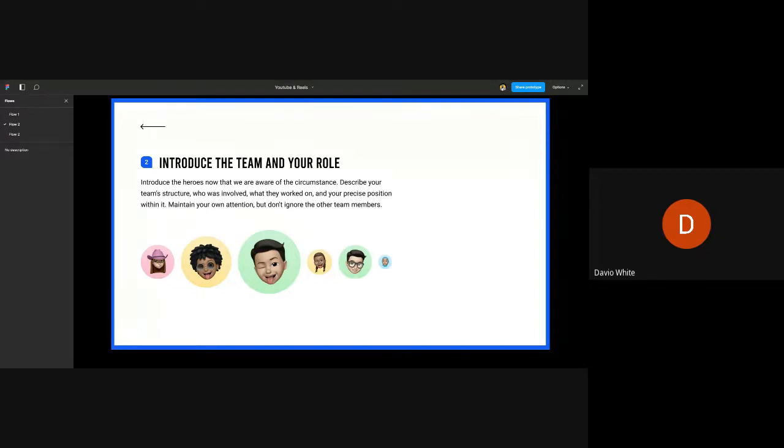So whichever role you fill in, always introduce the team, introduce the heroes, now that we are aware of the circumstances. So describe your team structure, who was involved, what they worked on, and your precise position within that project.